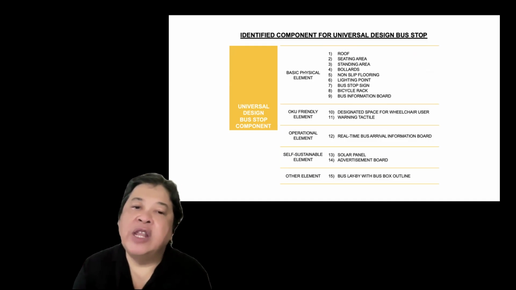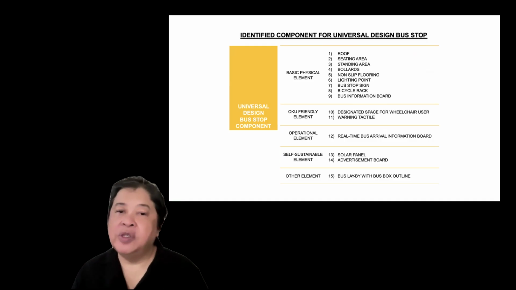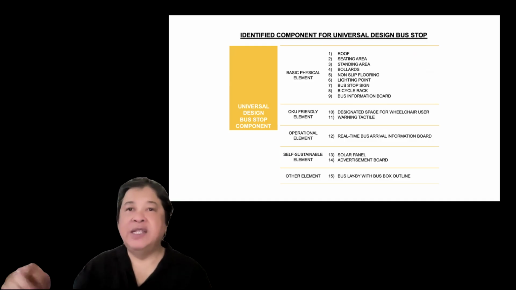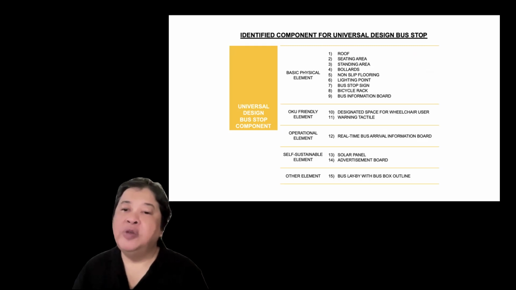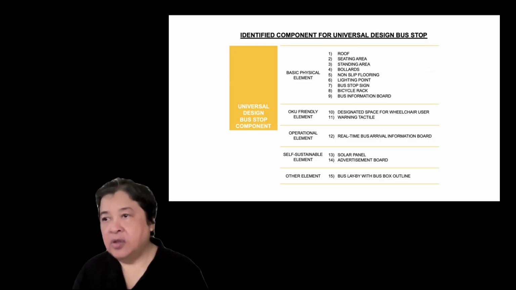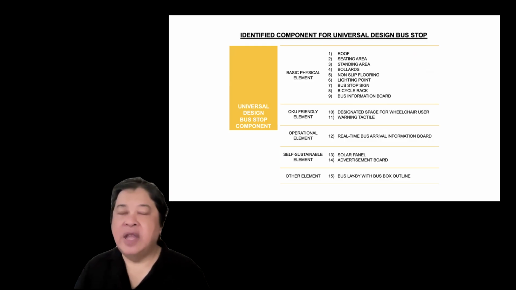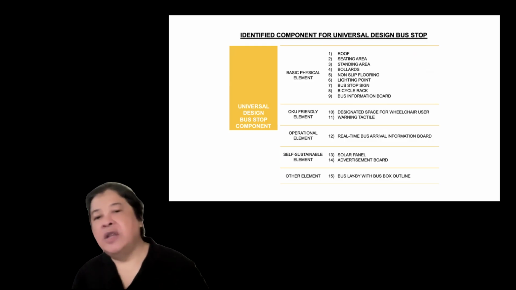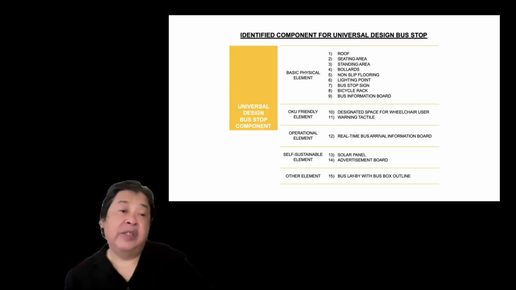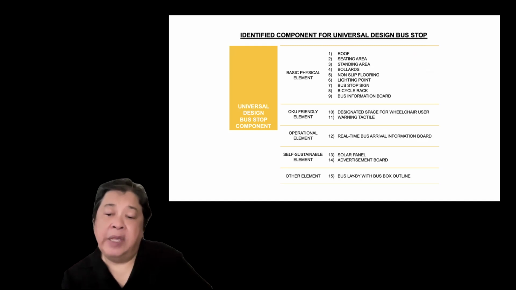What are the disabled friendly elements? We have a designated space for wheelchair users to wait so that the bus driver can identify that a wheelchair user will be going on board and they could try to park as near as possible to the pavement. And then we have the warning tactile for the non-sighted people. The operational element is the real-time bus arrival information board. The self-sustainable elements are the solar panel and advertisement board. And other elements, the bus lay-by with the bus box outline. And it's very important that they're able to park properly in the lay-by.